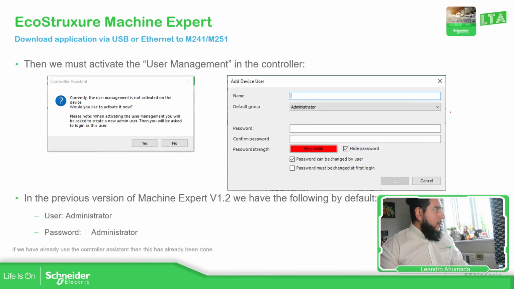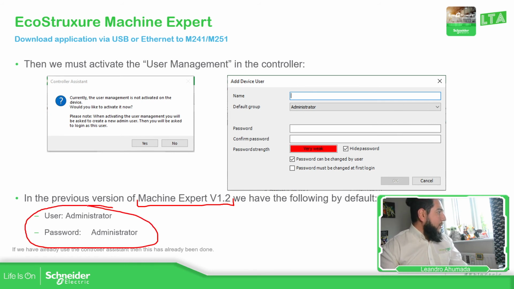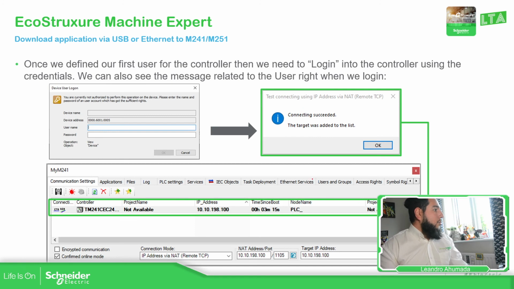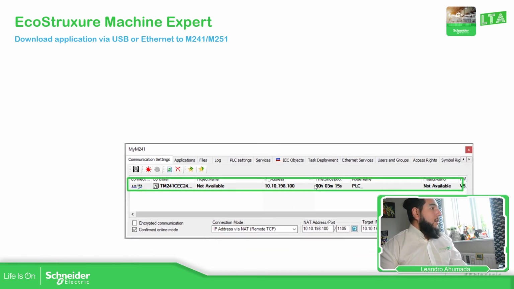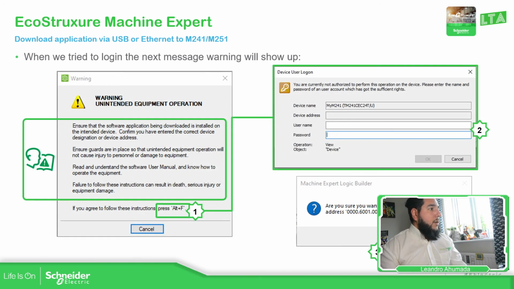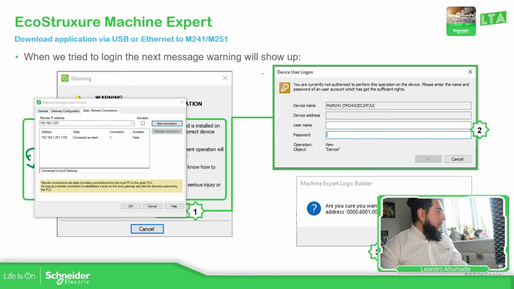We already covered how to create the users. Here's something important. If you're using Machine Expert version 1.2, instead of creating your user and password, you just need to use the default ones, which is this one: Administrator with the first letter in capital, and the same for the password. We have already explained this part also, and it's important that as soon as you finish the application, you try to log out and disconnect from the controller.